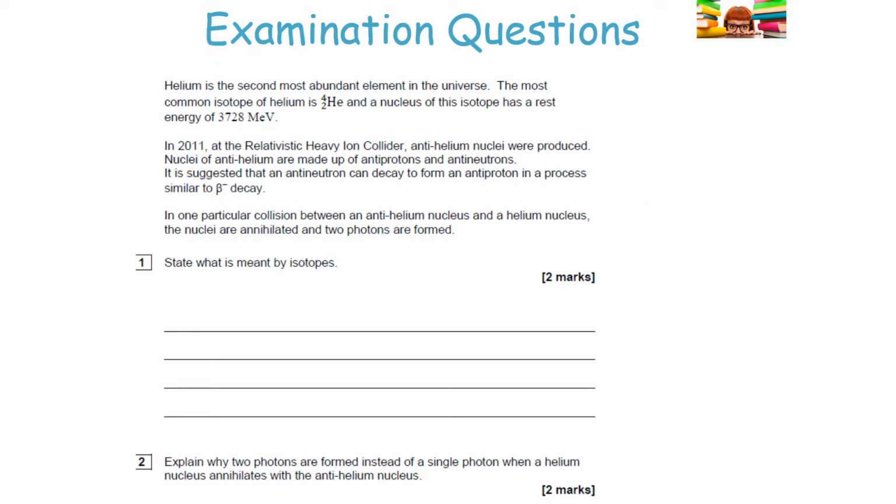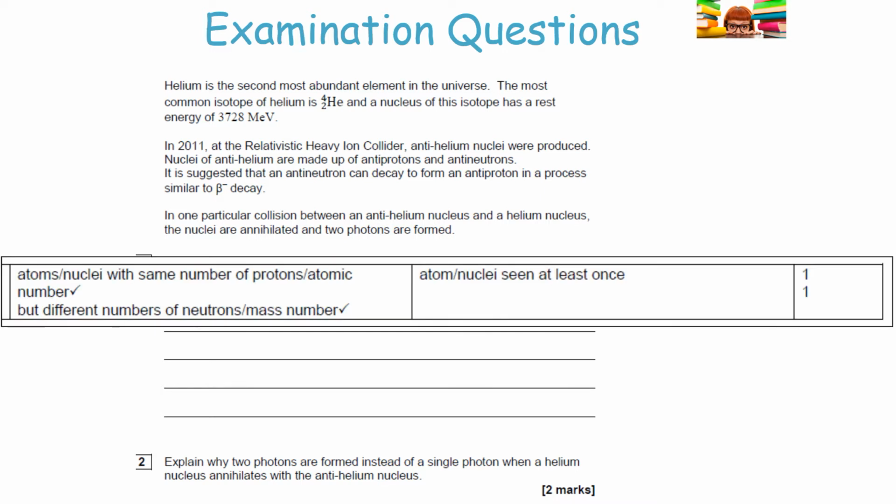Right, so you've got to know the key definition of isotope. It's something you've just got to memorize. You've just got to learn it. So remember, it's isotopes in terms of protons and neutrons, or atomic number and mass number. Isotopes are nuclei or atoms with the same number of protons or same atomic number, but different numbers of neutrons or different mass number.